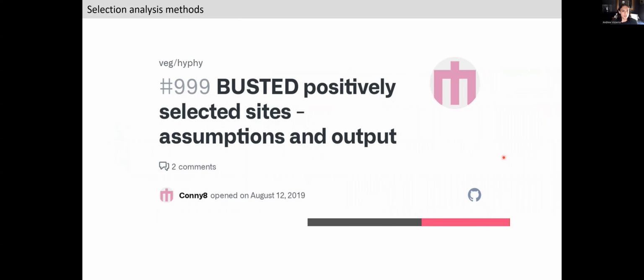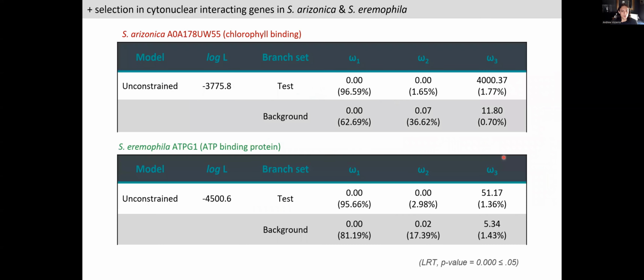And I did that using the BUSTED model of HyPhy. So BUSTED is basically a gene-wide test for positive selection. So it's not site-specific. And this test was performed on about 50 genes. So we found about 50 of those genes that were present in our annotation set. And we found that 6 of those were under positive selection. Of those 6, 4 were under positive selection in the Arizonica branch specifically, and 2 of which were under positive selection on the Eremophila branch specifically.